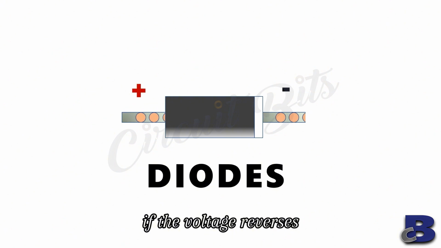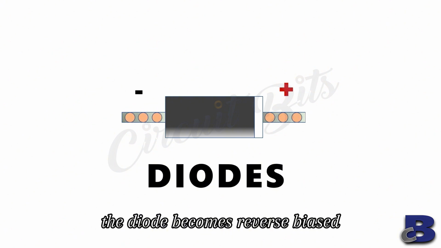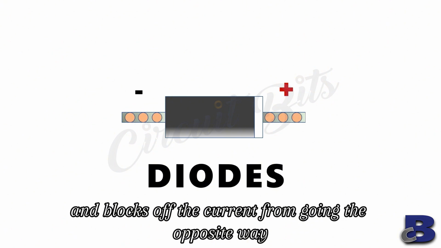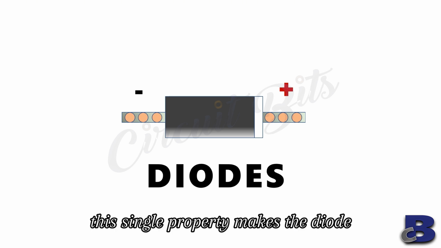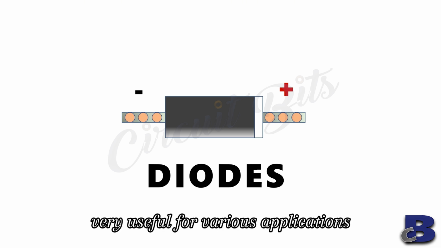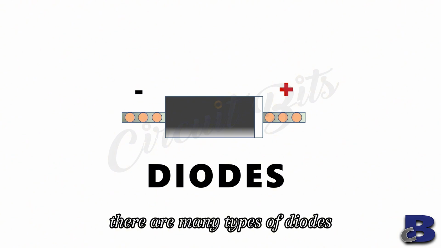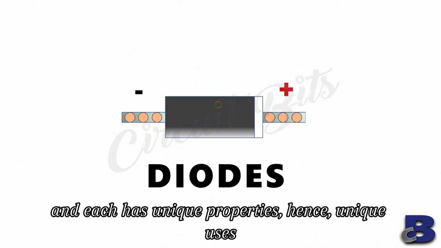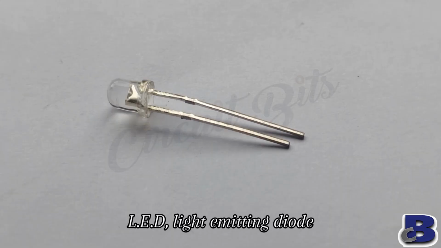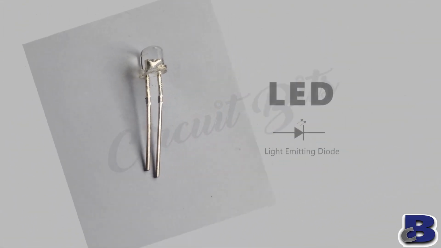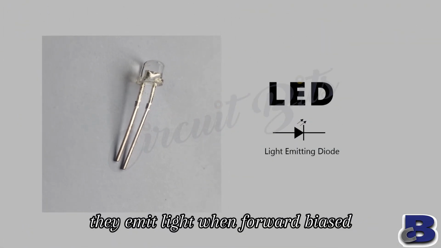If the voltage reverses, the diode becomes reverse biased and blocks off the current from going the opposite way. This single property makes the diode very useful for various applications. There are many types of diodes, and each has unique properties, hence unique uses. Some are LED, light-emitting diode. They emit light when forward biased.